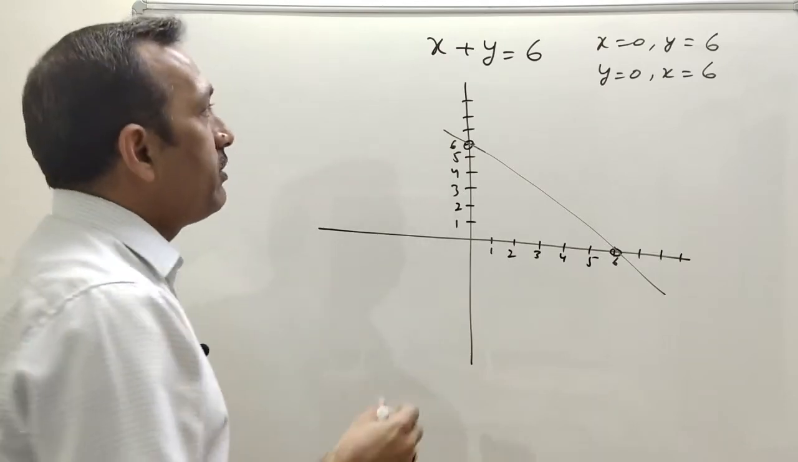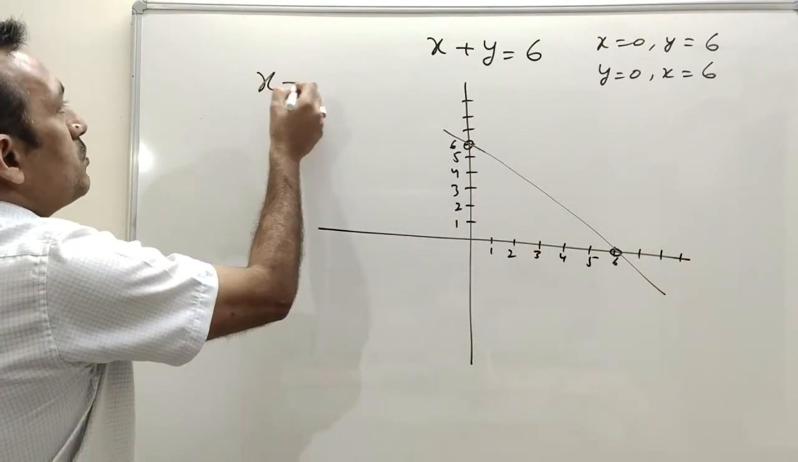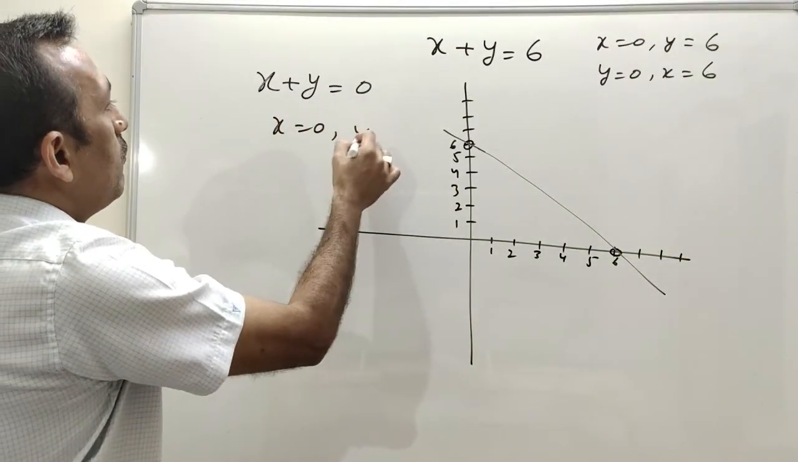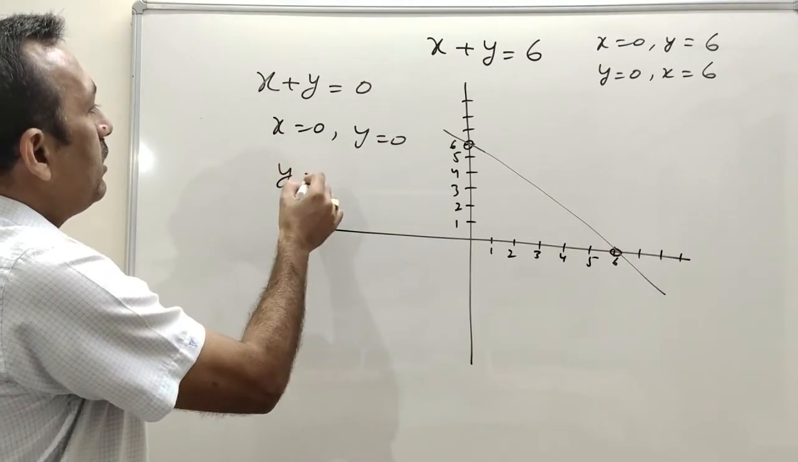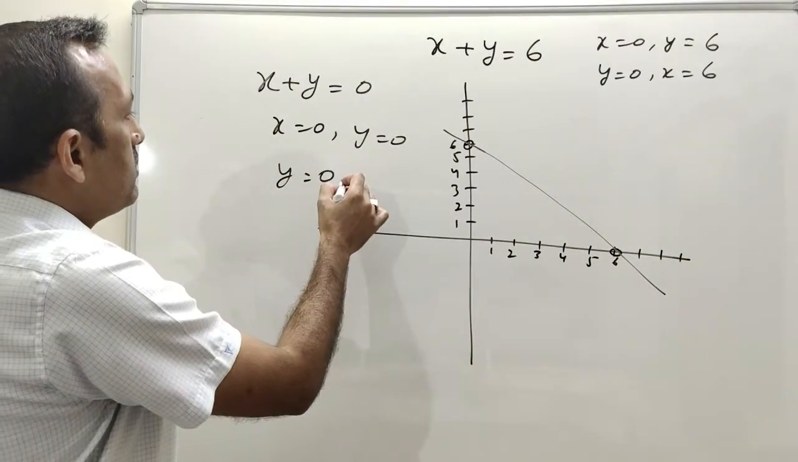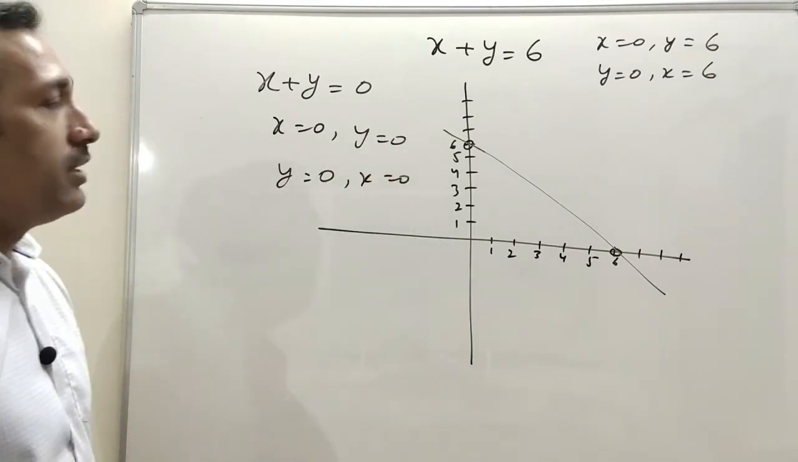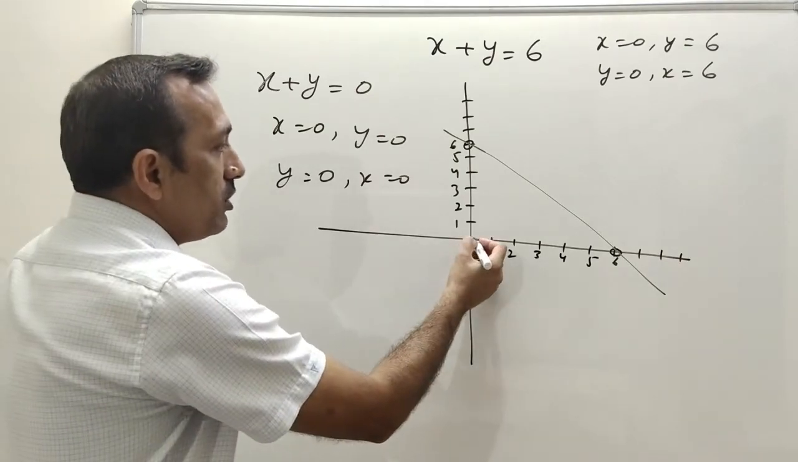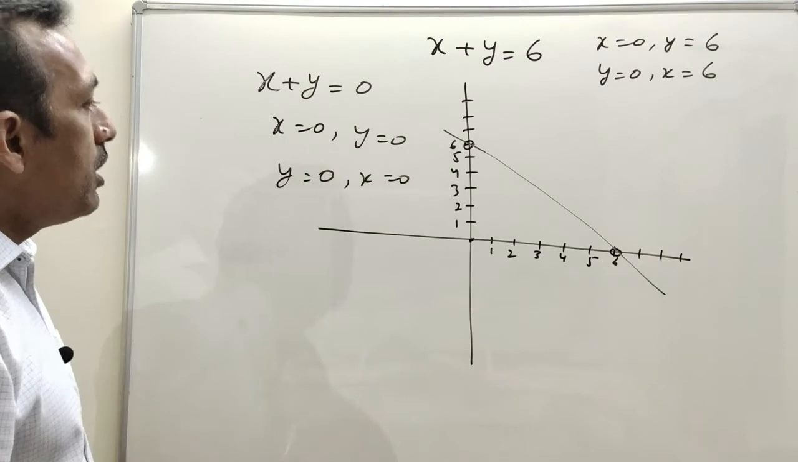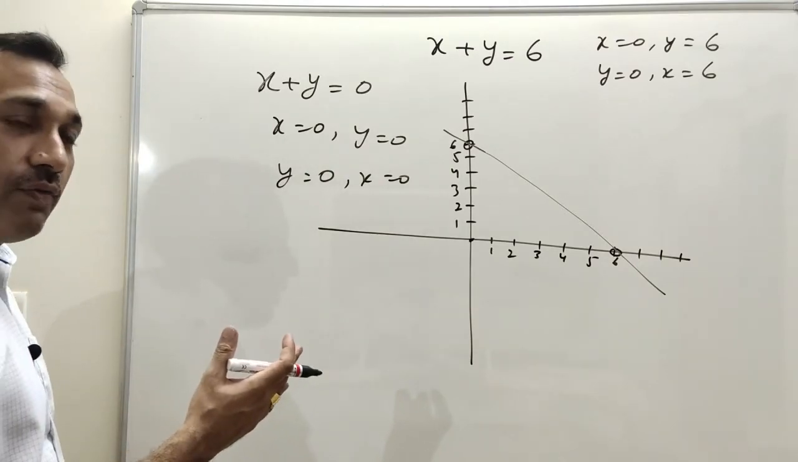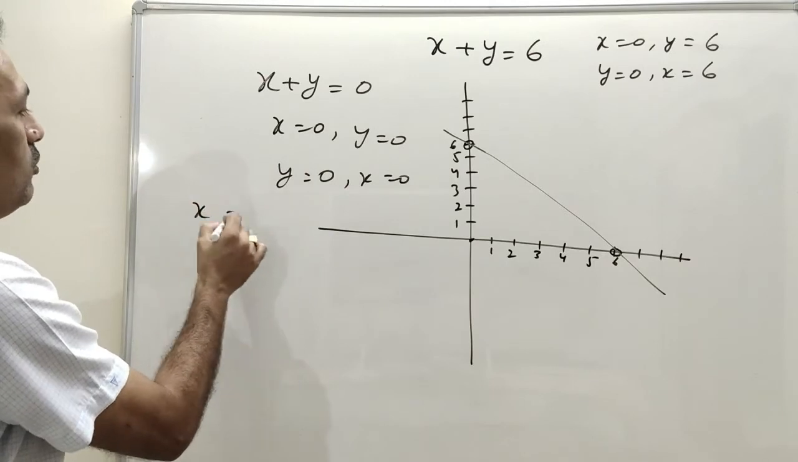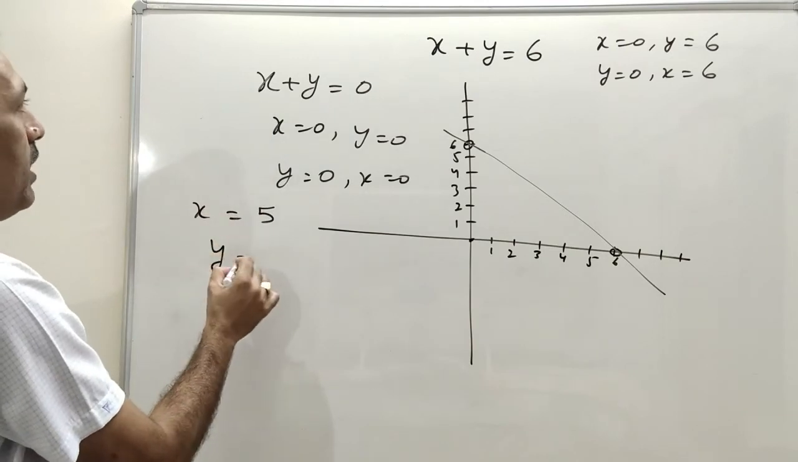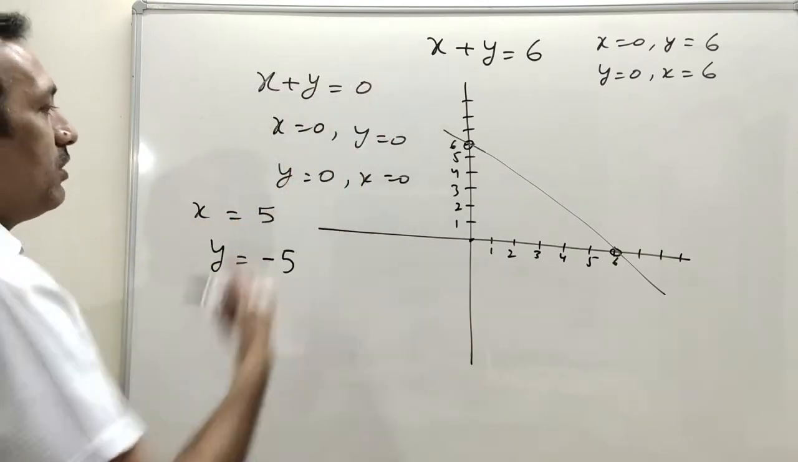Now if I change the equation, x plus y equal to 0, that means when x is 0, y is also 0. When y is 0, x is also 0, right? That means this line will go through the origin, right? Now to draw the graph, what I need to do? I need to find some other value. Let me take x equal to 5. X equal to 5, y equal to minus 5, because that will go other side.